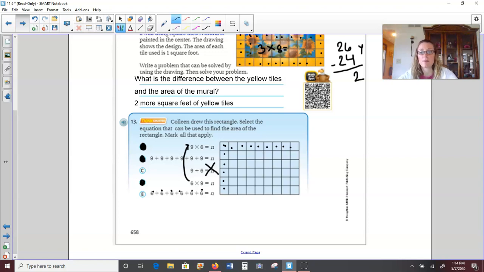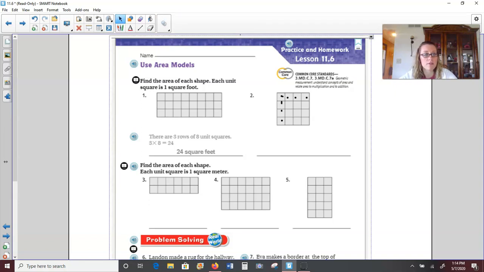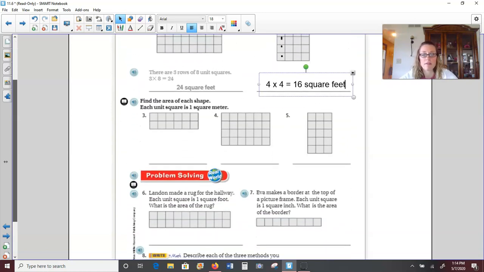We are at the practice and homework, my favorite part of the lesson. I bet yours too. All right, find the area of each shape. Okay, we can use multiplication here, guys. 1, 2, 3, 4 rows. 1, 2, 3, 4 in each row. So we're simply doing 4 times 4. Think about it as I type it out. What does that equal? 16, and our label is square feet. 16 square feet. Awesome.